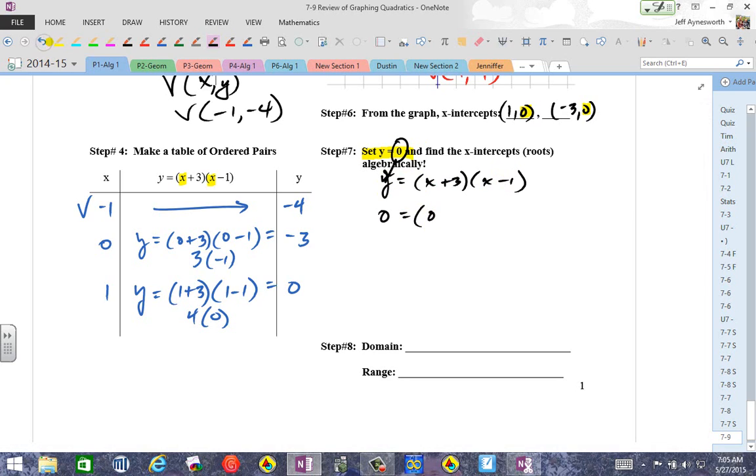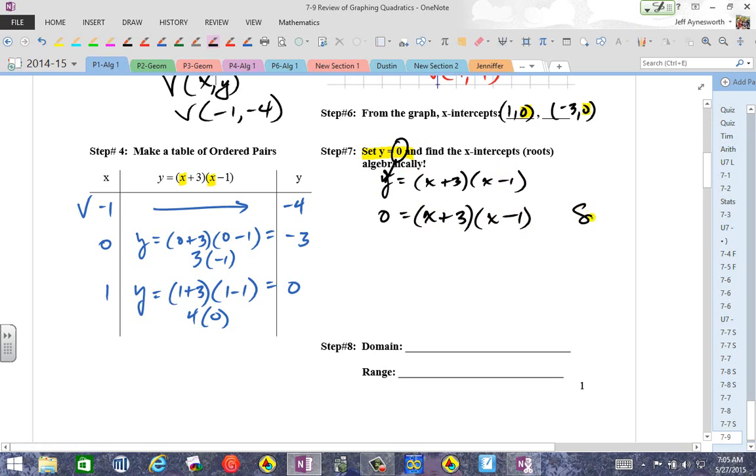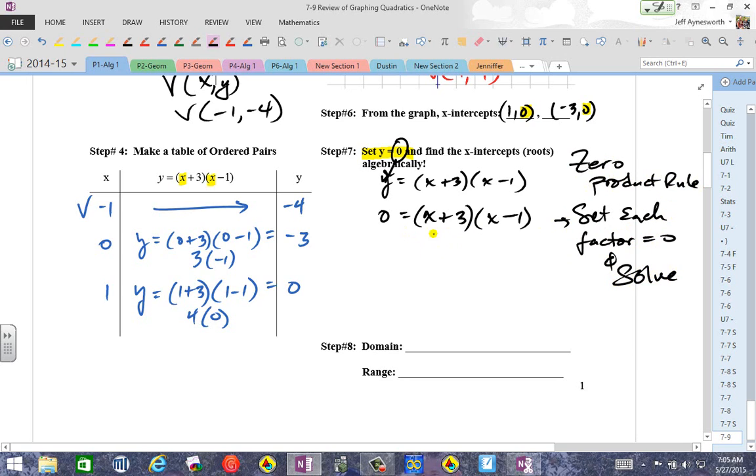So we have 0 in. And there's no work to be done here because it's already in factored form, so you don't need to factor it. You just set each factor equal to 0 and solve using the zero product rule. Zero product rule: if you have a product equal to 0, one of them has to be equal to 0. So that's why I said set each factor, they're called factors, equal to 0 and solve. All right, so we have to solve x plus 3 equals 0, and we have to solve x minus 1 equals 0. Well, here x has to be negative 3, and here x is equal to 1.